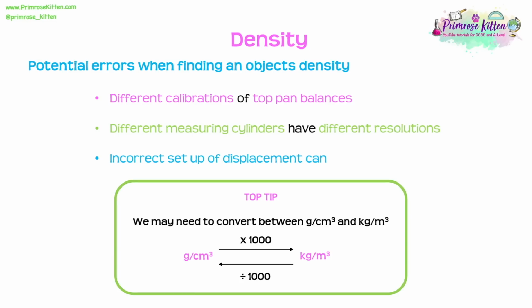Finally, we need to know that when talking about density, we might be given measurements for density in terms of grams per centimetre cubed, but we actually need it in kilograms per metres cubed, or vice versa. So it's useful to know the conversion between the two. If we have a measurement in grams per centimetre cubed and we want to convert it to kilograms per metres cubed, we simply need to multiply through by 1000. Conversely, if we have a density in kilograms per metres cubed and we want to get it in grams per centimetre cubed, all we need to do is divide by 1000.